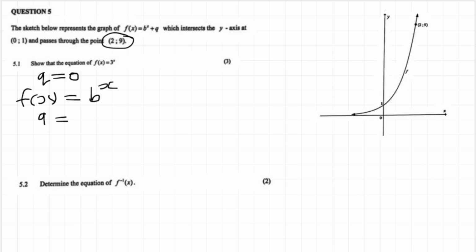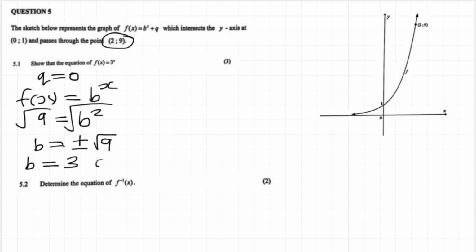So you're going to put 9 equals b^2, and then let me just square root both sides, and b is going to be equal to plus or minus the square root of 9, which is b equals 3 or b equals negative 3. But b cannot be equal to negative 3. So therefore we can conclude that f(x) is equal to 3^x, just like that.